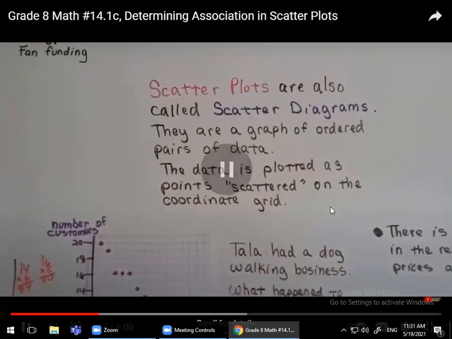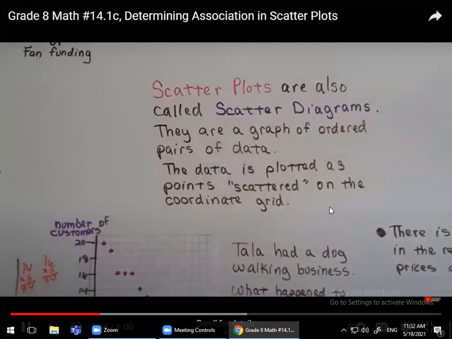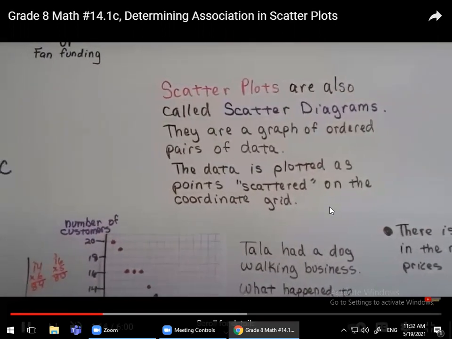The scatter plot is also called a scatter diagram. It is a graph of ordered pairs of data. The data is plotted as points scattered on the coordinate grid. So let's take this example together.